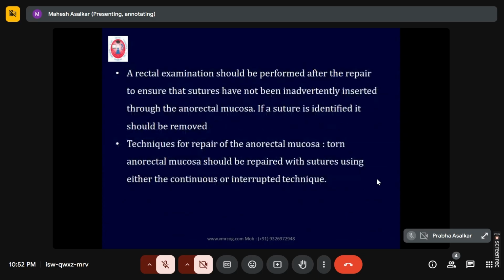A rectal examination should be performed after the repair to ensure that sutures have not been inadvertently inserted through the anorectal mucosa. If a suture is identified, it should be removed. Techniques for repair of the anorectal mucosa: torn anorectal mucosa should be repaired with sutures using either a continuous or interrupted technique. So when the anorectal mucosa is torn, you can suture it by continuous or interrupted sutures.